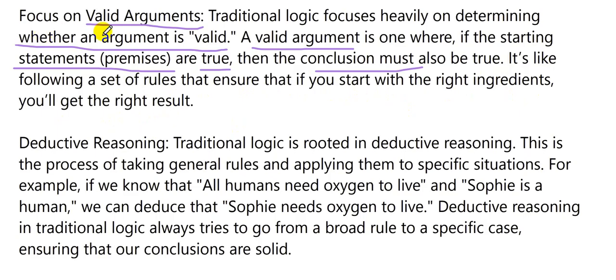So this is the focus on valid argument. Traditionally, logic would focus only on valid arguments. A valid argument is defined as: if the statements or the premises are true, then the conclusion must also be true. This is what a valid argument means in traditional logic.